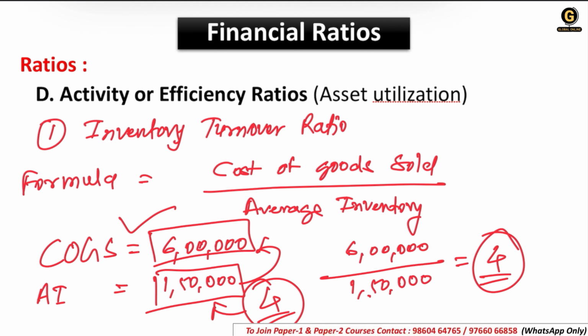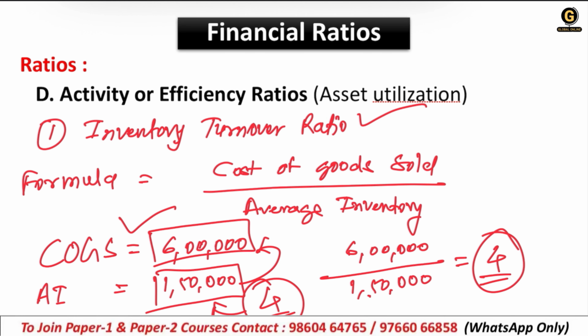That means higher turnover, and higher turnover means better efficiency. So whatever inventory we have, the company should use those assets, those inventories, for sale.